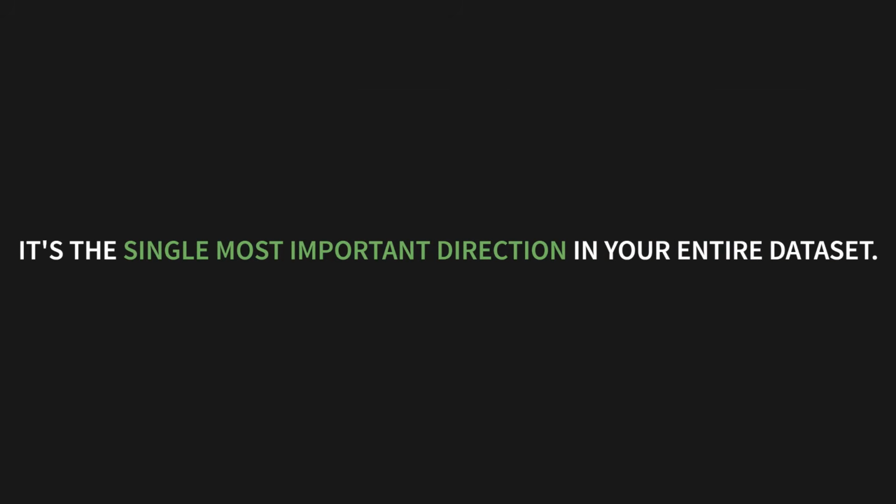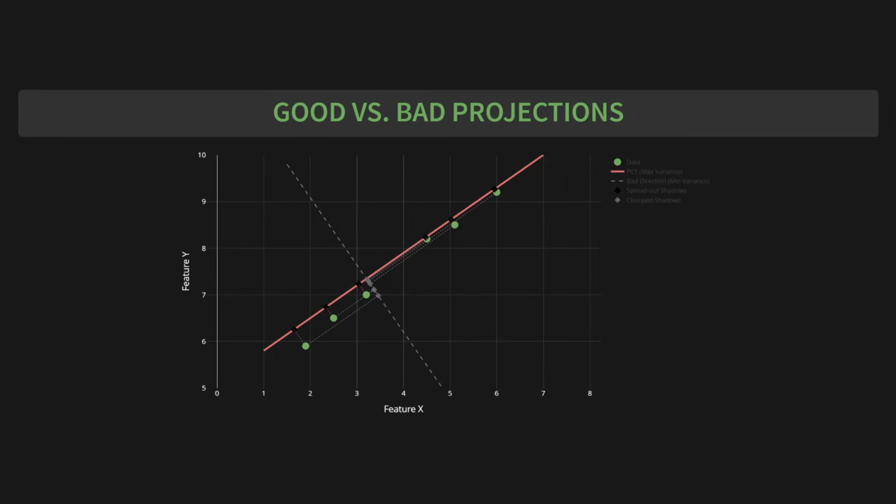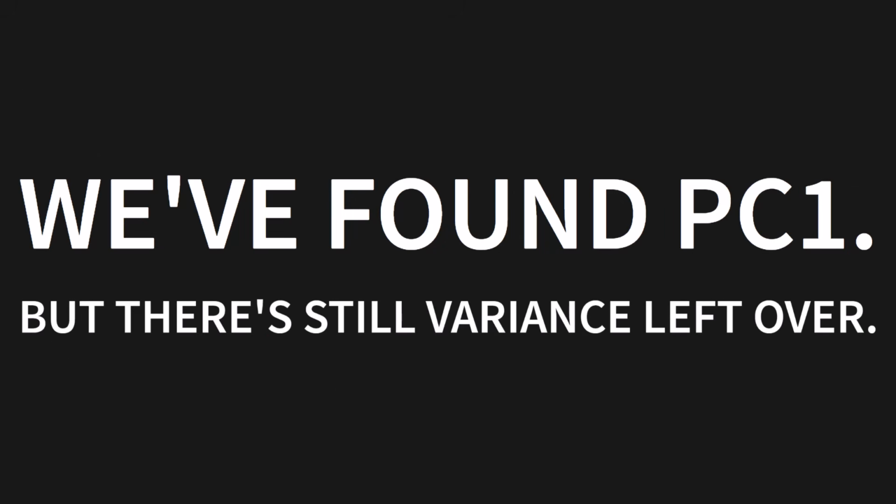Just look at these two examples of good versus bad projections. The top line, PC1, spreads the shadows out perfectly. The bottom line just bunches them all together. It's useless. Okay, so we found PC1. But there's still variance left over, right? The points don't fall perfectly on that line. There's more information to capture.